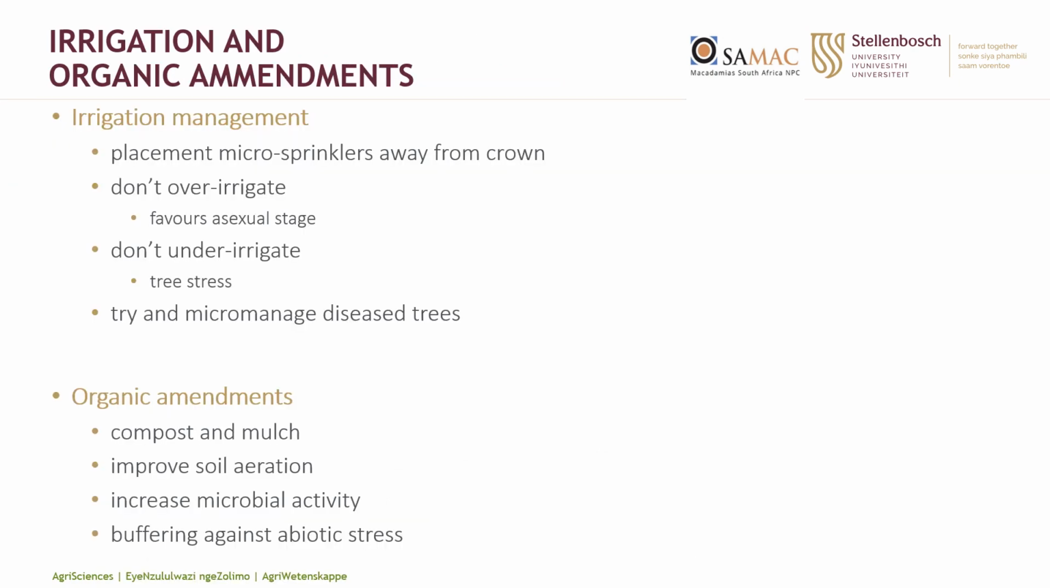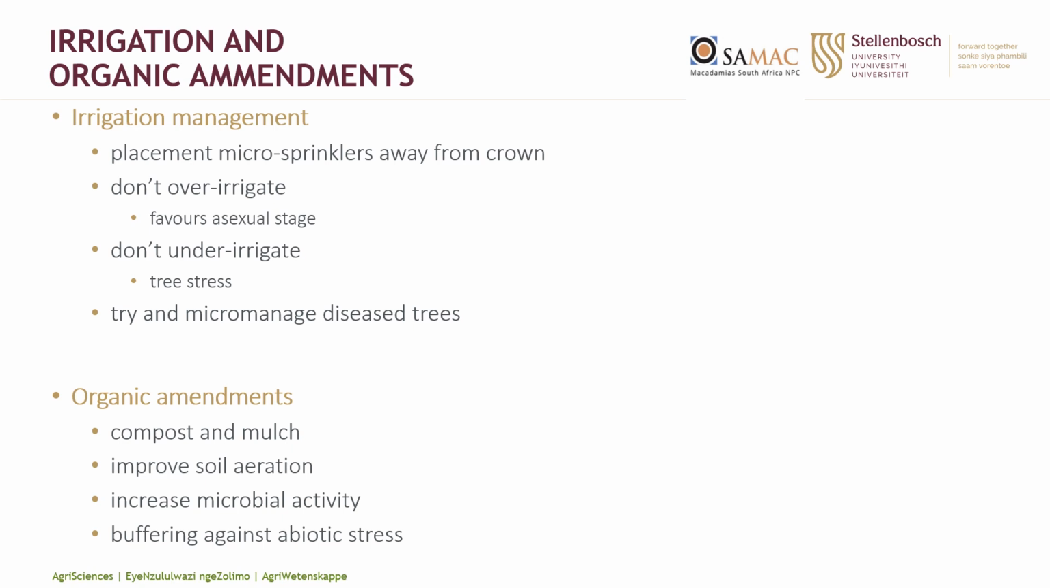In an integrated management strategy, it's also important to take note of irrigation management practices that can influence the disease, as well as organic amendments. For irrigation, if you are using micro sprinklers, place these away from the crown, because prolonged wetting of the crown and stem area will increase the likelihood of stem infections by Phytophthora. Don't over irrigate, because it favors the asexual development of the pathogen and infections.